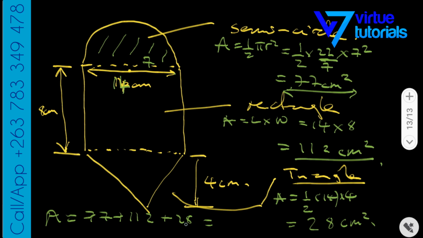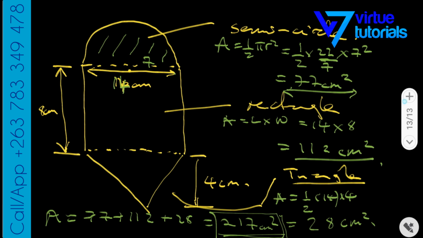So the total area will be 77 plus 112 plus 28. What is that going to give us? 28 plus that will give us 140. 140 plus that is going to give us 217 centimeters squared. So that is the final result there. So that's how you deal with compound shapes. You simply add the areas of the individual shapes.